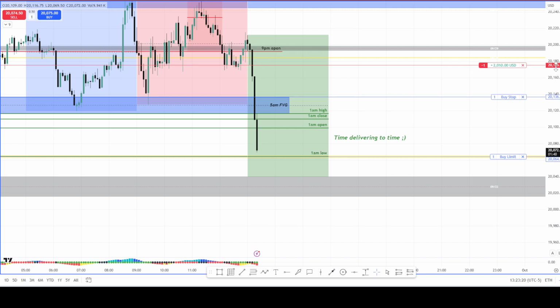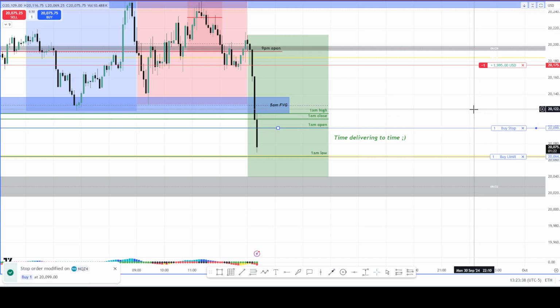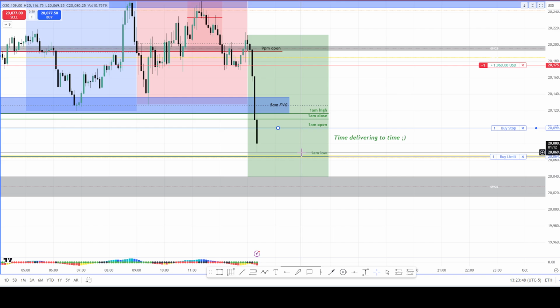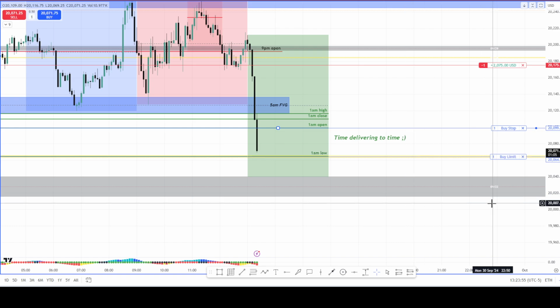So we're looking about 110 points. 110 points on this delivery. All right, and now that price is almost to that low, I'm going to move this down to the 1 a.m. open. So we're either going to punch that low. How far away are we? Oh, we got 5 points away. There you go. Let's go punch that low.